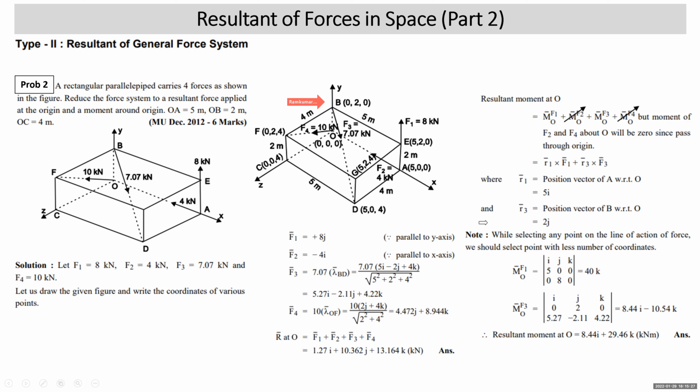Here I have written a note also, same as what I was telling. While selecting any point on the line of action of the force, we should select the point with fewer coordinates. So moment of F1 about O, IJK, this is R1 bar and this is F1 bar. So you get it. Moment of F3 about O, IJK, 0, 2, 0, and this is in the third row, F3 bar. Then if you solve it, you get like this. Then resultant moment at O is moment of F1 about O plus moment of F3 about O, and you get it. Resultant moment at O is 8.44i plus 29.46k. That is kilonewton-meter. Hope this is understood.